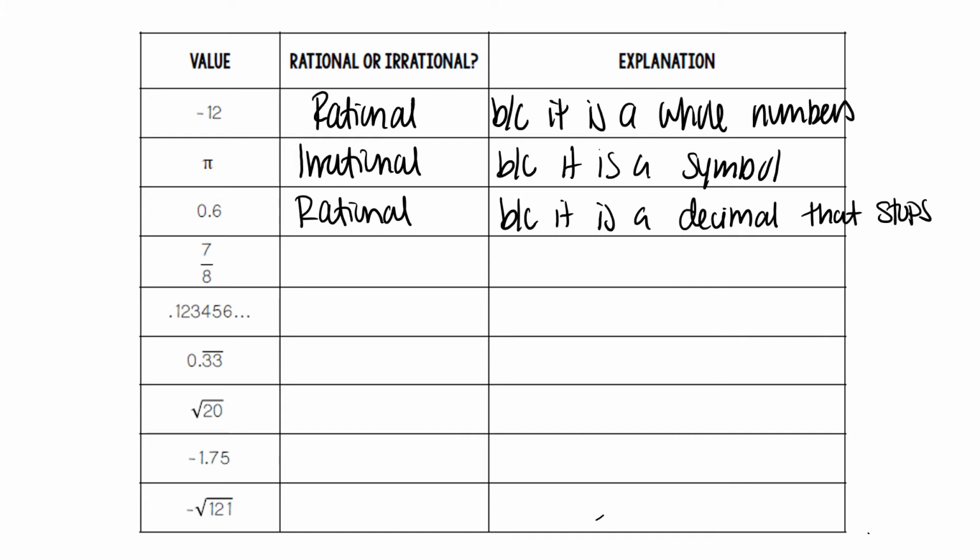The next example, 7/8, is rational because it is a fraction. All fractions are rational.